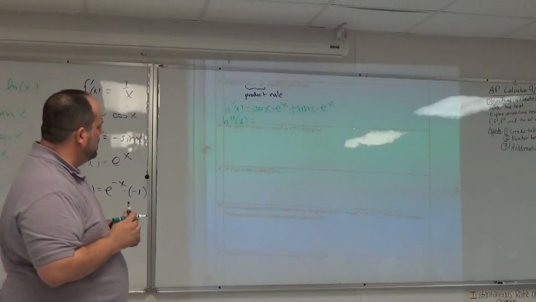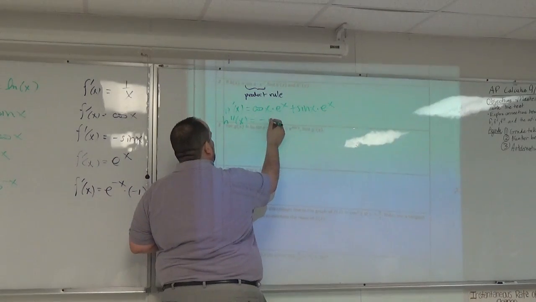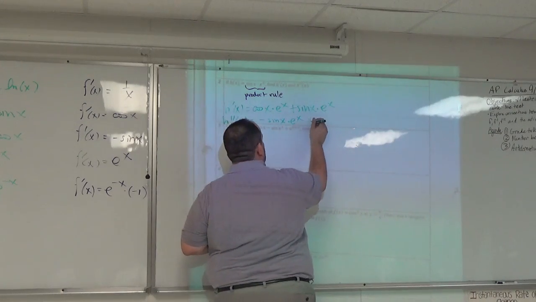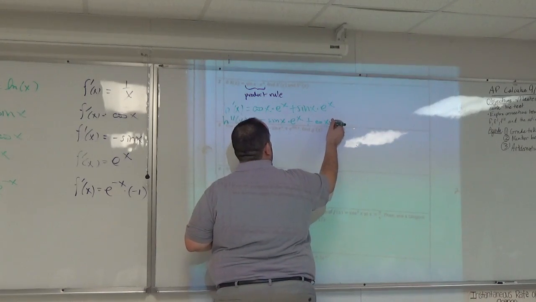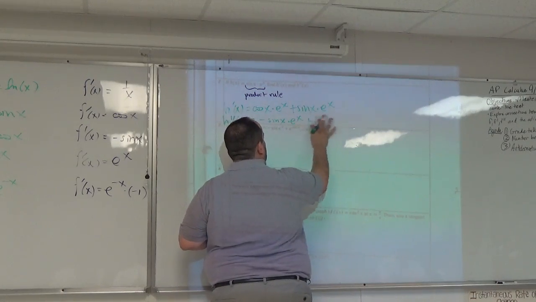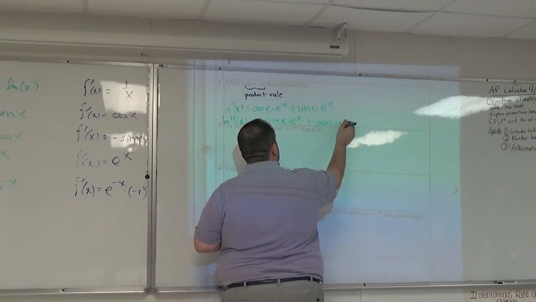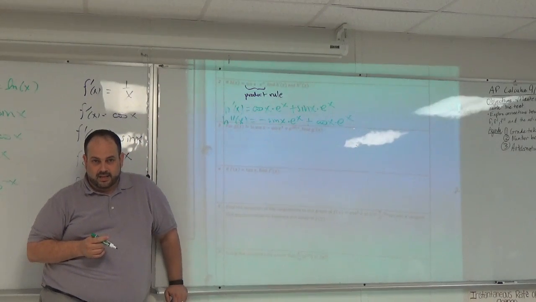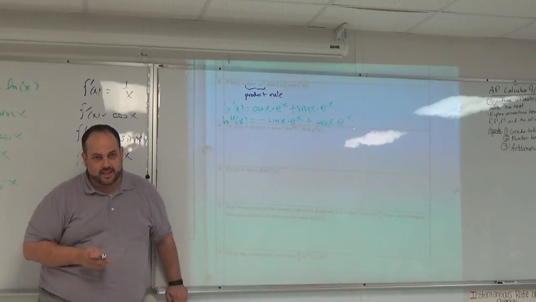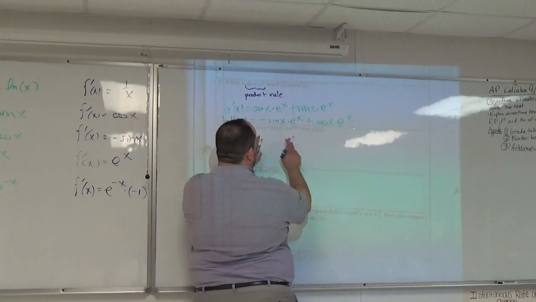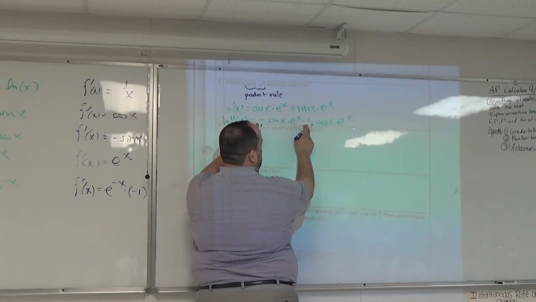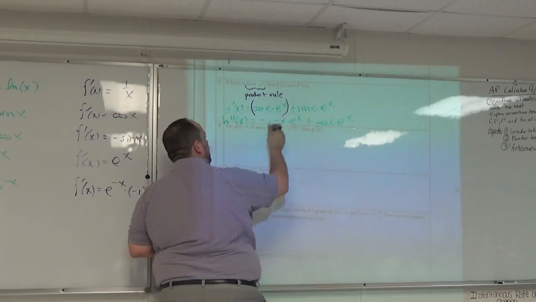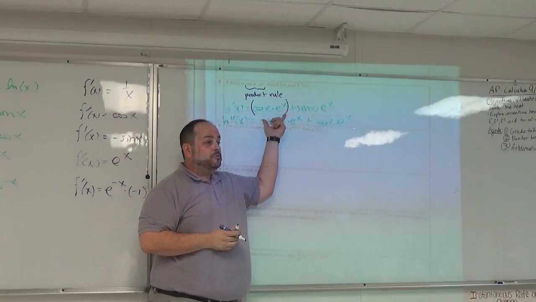Steven, you want to take it? Is it negative sine of x times e to the x plus cosine of x times e to the x, plus cosine of x times e to the x? Are you done? No. Okay, I want to be really clear. The negative sine of x times e to the x plus cosine of x times e to the x is coming from the product rule here.